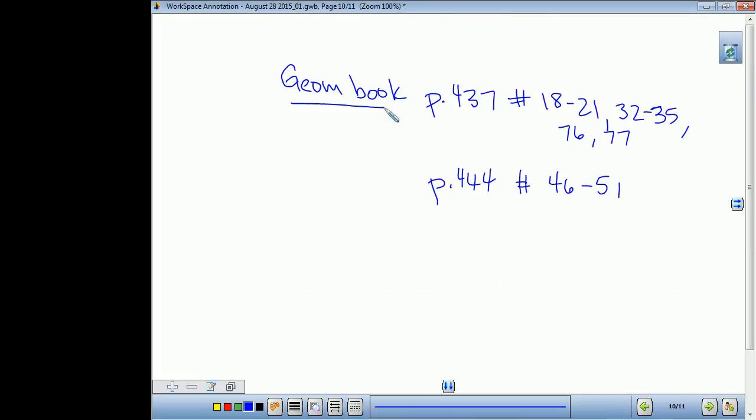So your homework is out of that green geometry textbook. It's page 437, these problem numbers, and 444, these problem numbers. Now, you're probably going to have time to finish this in class. But before we do that, I'm giving back two things: the learning task from yesterday, and I'm also giving back your test.